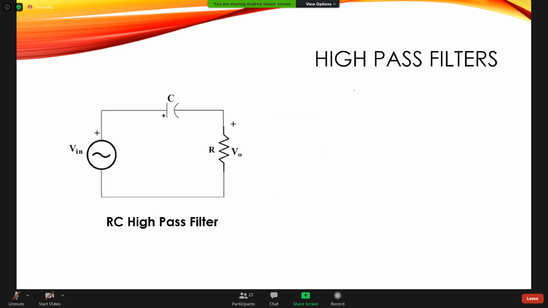So for your high pass filter, again, all we are doing here is changing orientation. If we think about the operation at low frequencies, it means that most of the output will be seen across the capacitor. At higher frequencies, because XC is now falling, it means that more of the output will be seen across the resistor. So just changing the element across which we take the output shifts us from a high pass to a low pass, or low pass to a high pass. All right?